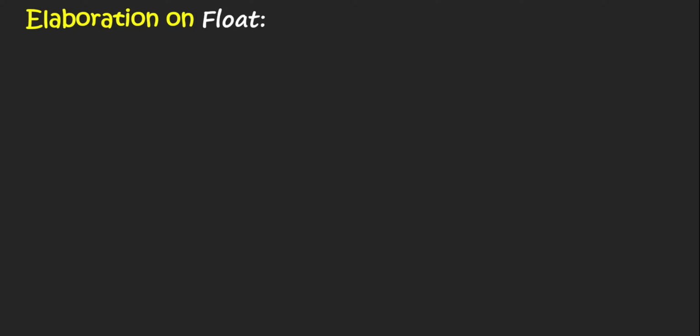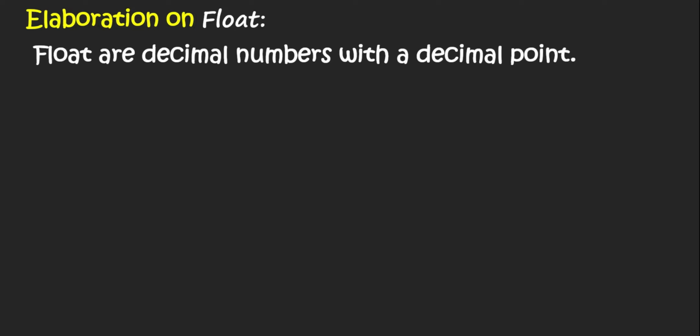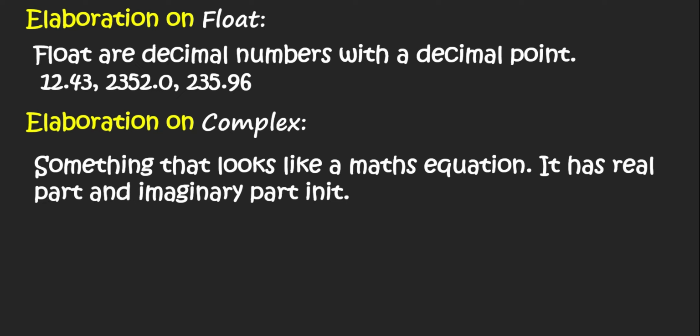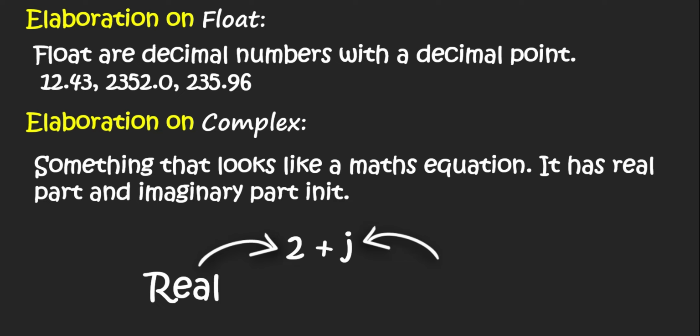So the second data type is float. Floats are decimal numbers with a decimal point. These are some valid examples of float: 12.43, 235.96. You can also do addition, subtraction, multiplication with all these numbers. Now, an elaboration on complex. Complex is something that looks like a mathematical equation. There is a real part in it and also an imaginary part. This is an example of complex, wherein 2 is the real part and j is the imaginary part.